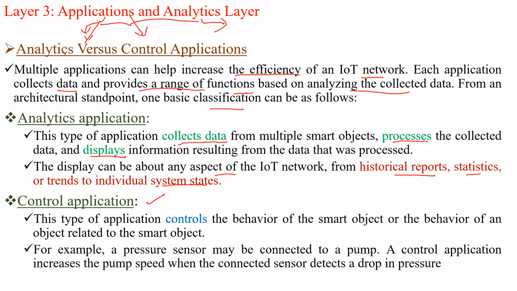Whereas the control application is nothing but controlling the behavior of the smart object. That is, this type of application controls the behavior of the smart object or the behavior of an object related to a smart object. For example, a pressure sensor may be connected to a pump. A control application increases the pump speed when the connected sensor detects a drop in the pressure.